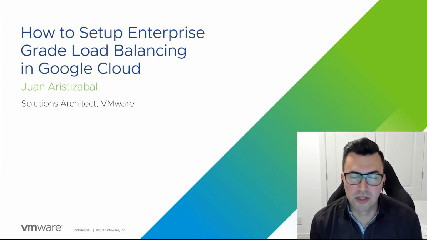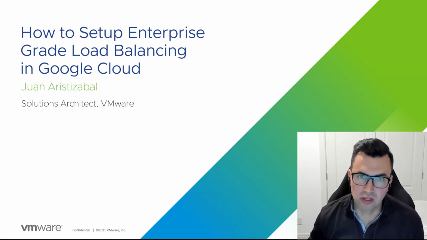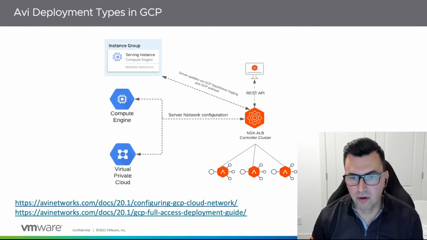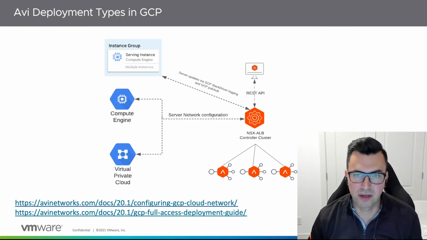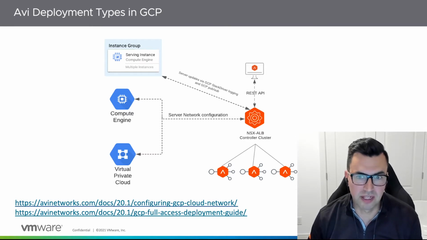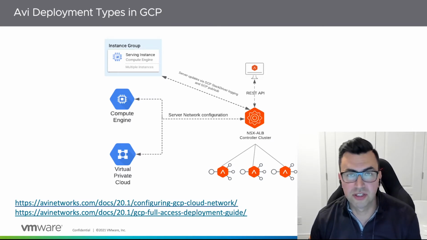My name is Juan, and today we're going to be covering the topic of how to set up enterprise-grade load balancing in Google Cloud. So let's take a quick look at the configuration of this solution. We have the NSX-ALB controller at the center of everything, and we're going to be interfacing with the controller the same way we do with any other public cloud. We're going to be leveraging these two services, Compute Engine and Virtual Private Cloud, in order to do the server configuration and deploy the service engines that will allow us to consume workloads running on GCP.